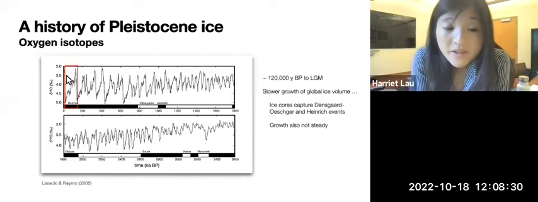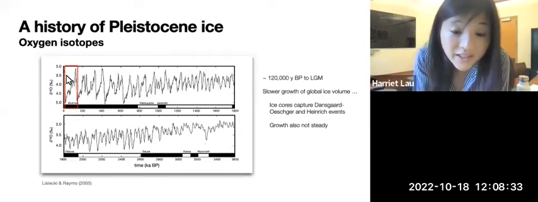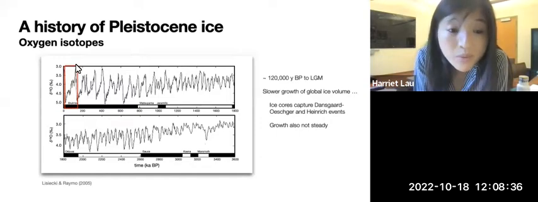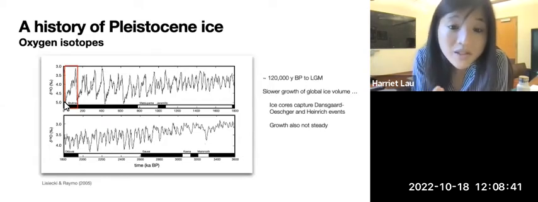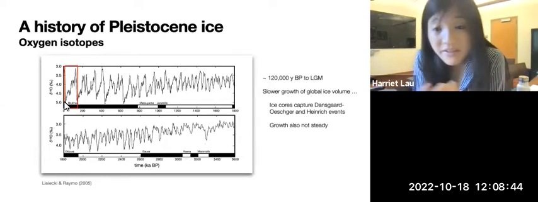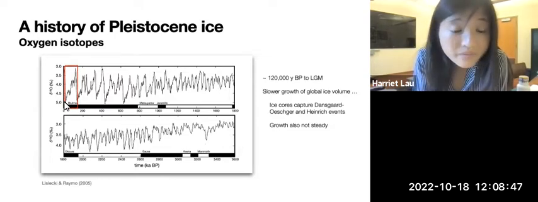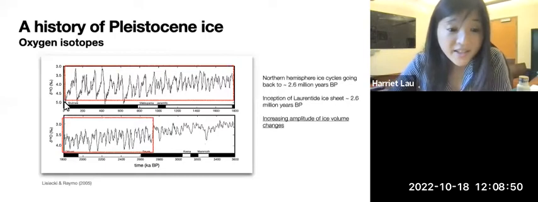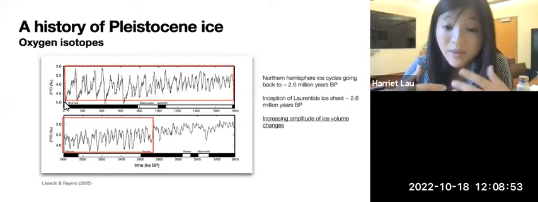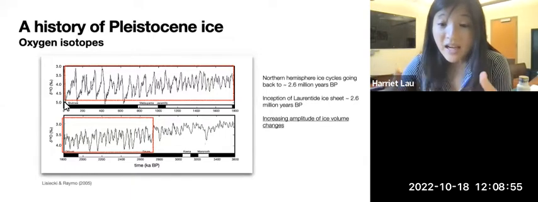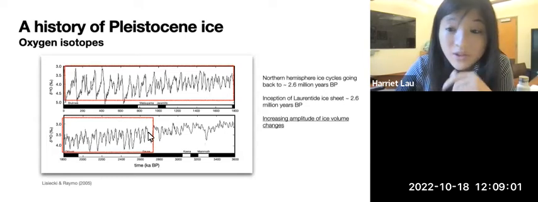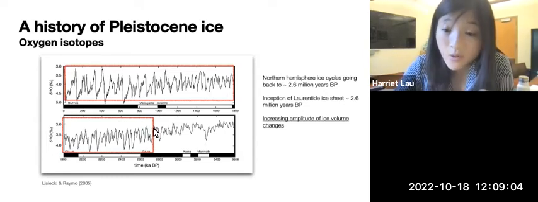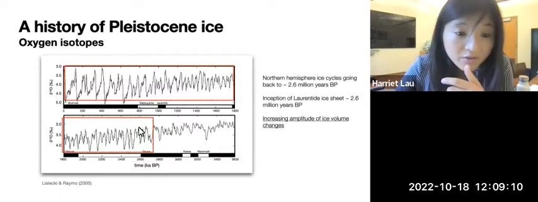The lead up to the last glacial maximum from the last interglacial around 120,000 years ago was much steadier, taking up around 100,000 years. So you get slower growth of global ice volume, but definitely this growth wasn't steady either. These zigzags are essentially signs of Earth's climate flipping between ice ages and interglacials. Ice ages in the Northern Hemisphere really nucleated around 2.5 million years ago, right at the start of this red box. And what you see over that 2.5 million years is a steady increase in the amplitude of ice ages from then till now.